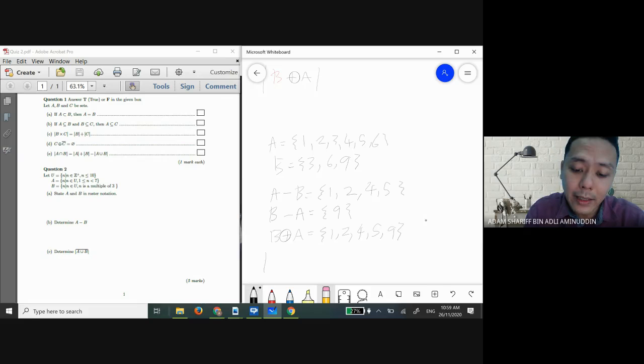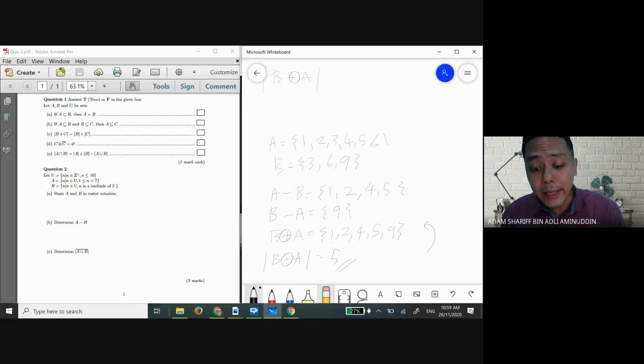And if it has a symbol cardinality, we should complete it until we count how many distinct elements in the previous step. 1, 2, 3, 4, 5. Ada 5. Remember, B symmetric difference A is equal to A symmetric difference B. It happens in both ways.